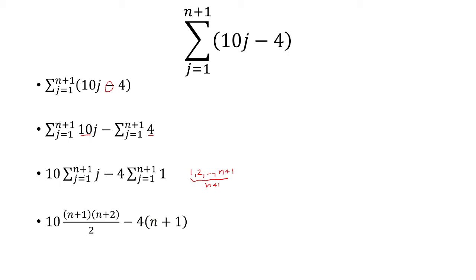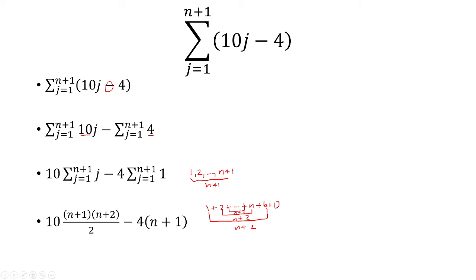Now for the second one, you're adding j from j equals 1 to n+1. So you're doing 1 plus 2 all the way up to n+1. And the way to add this is you want to add the first and the last. That's n+2. The second and the second last, that's n+2. Third to the third last. Those are all going to be n+2. Okay, so that's how we get n+2 over here.